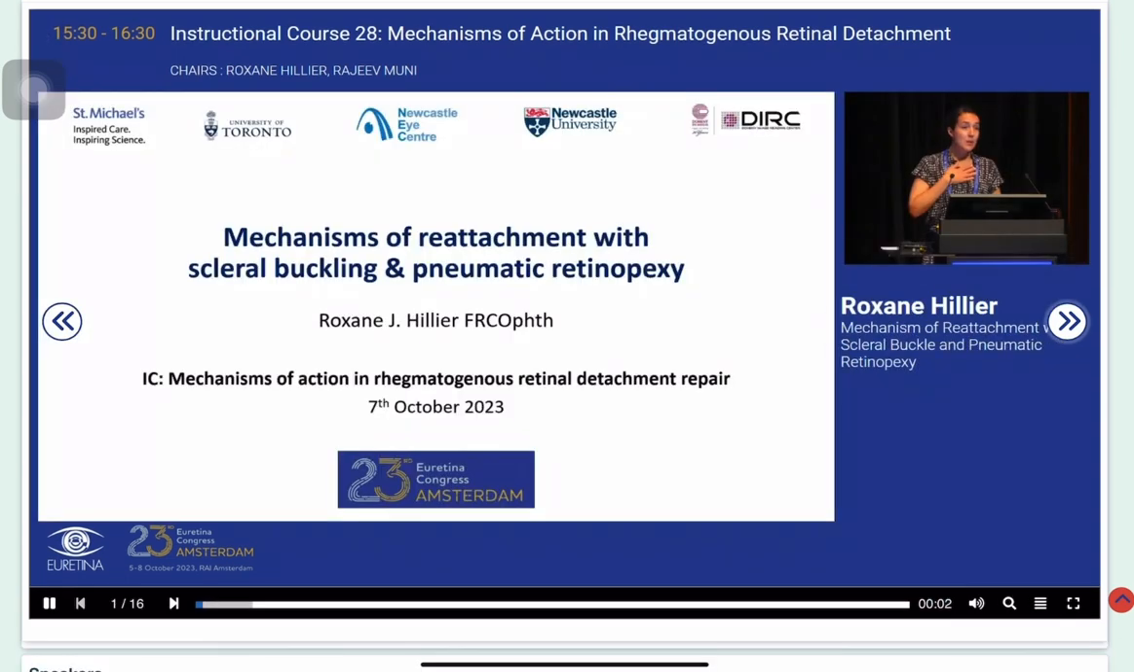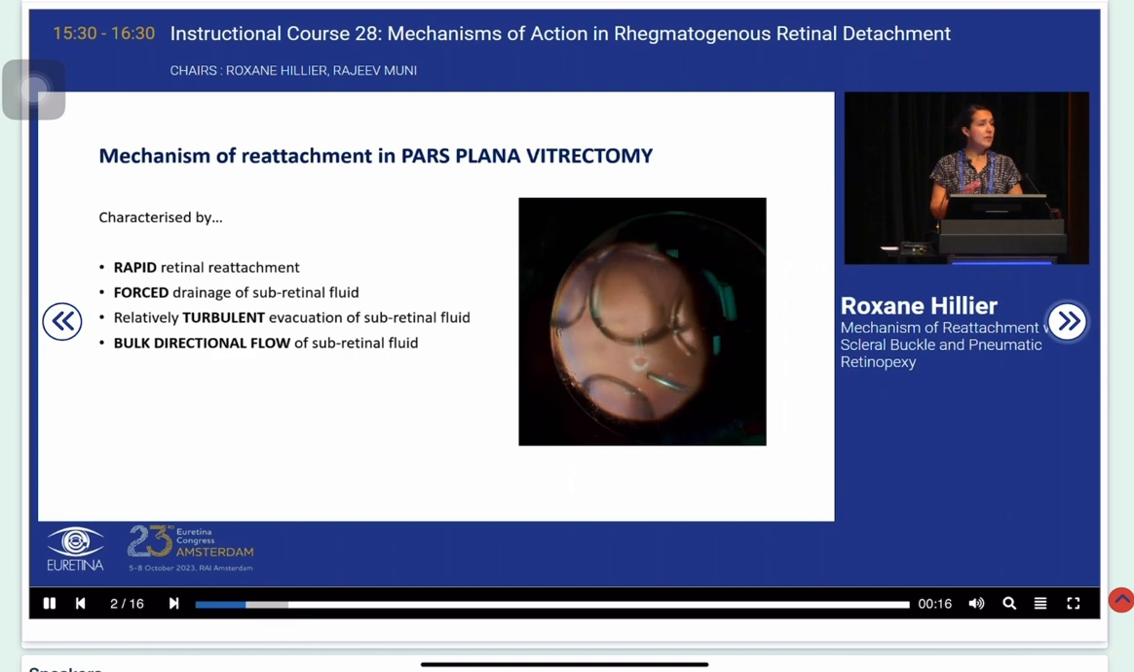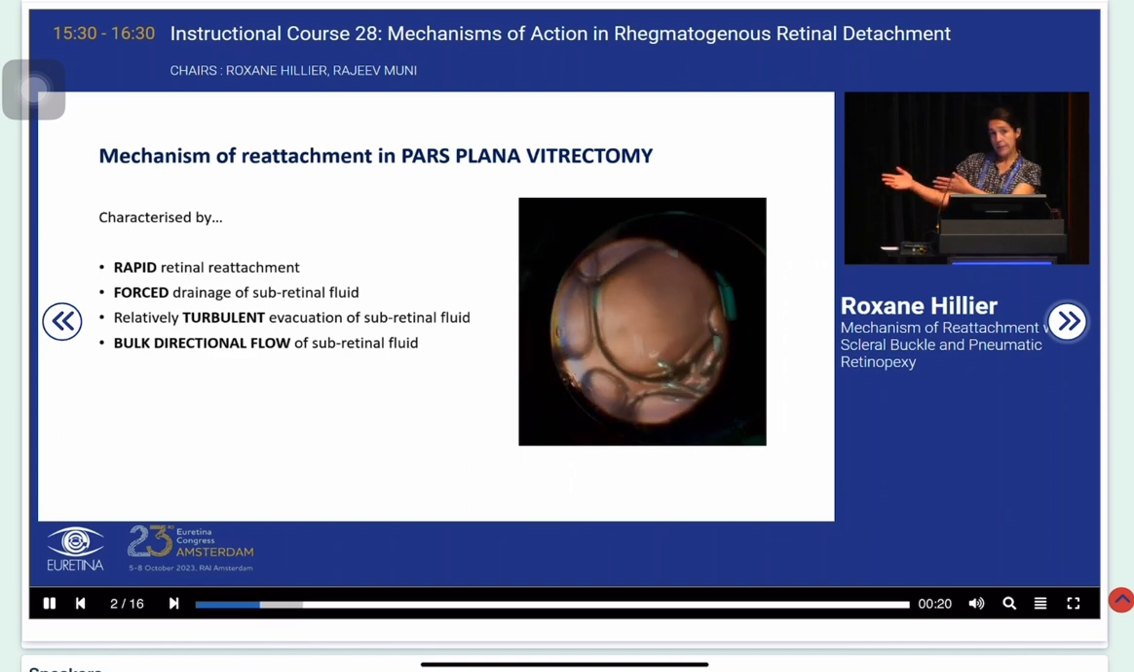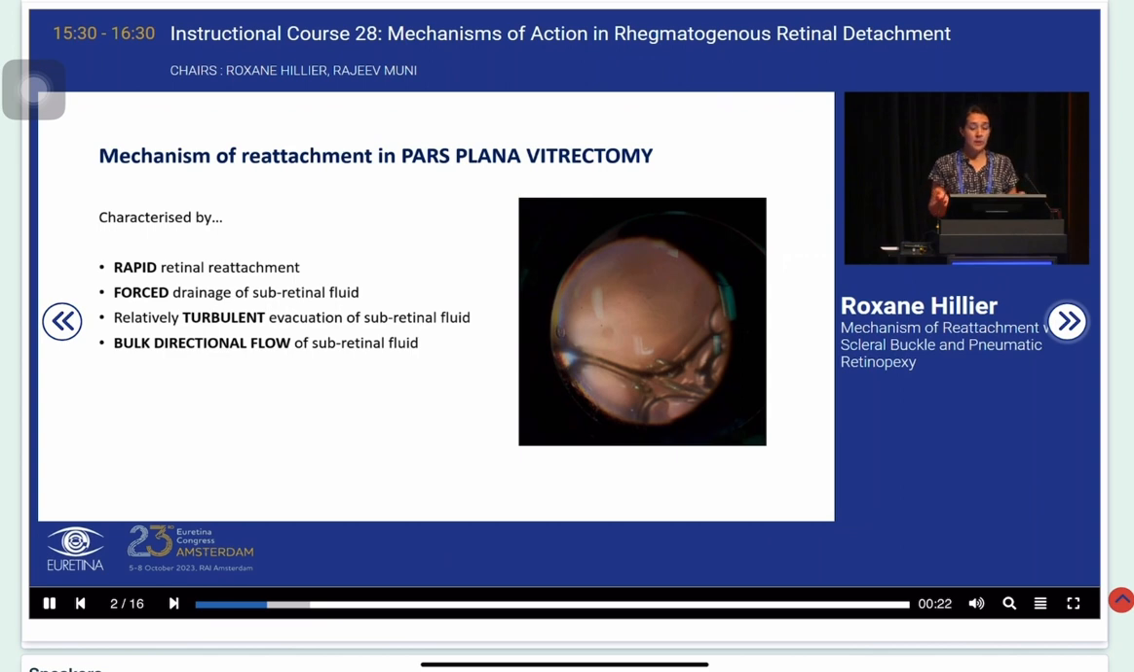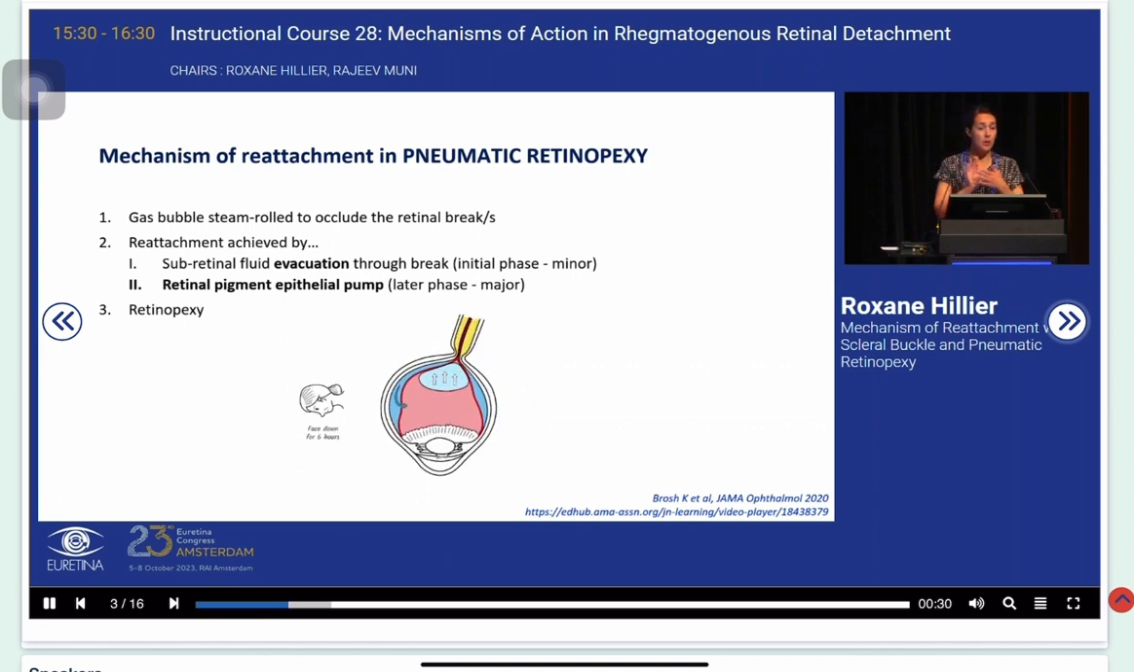Thank you very much. So I'd like to talk about the mechanisms of reattachment following scleral buckling and vitrectomy and how they may be similar in some ways. Building on my previous comments about outer retinal recovery, we've talked about how retinal recovery is rapid, forced, relatively turbulent, with bulk directional flow and displacement from a large gas bubble during transretinal drainage at the time of pars plana vitrectomy. Whereas with pneumatic retinopexy, the gas bubble is steamrolled to occlude the retinal break.